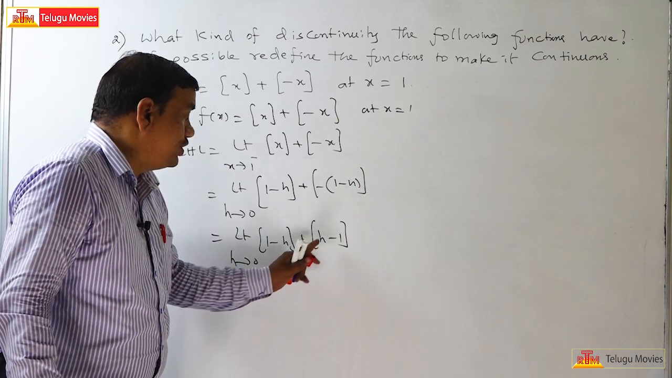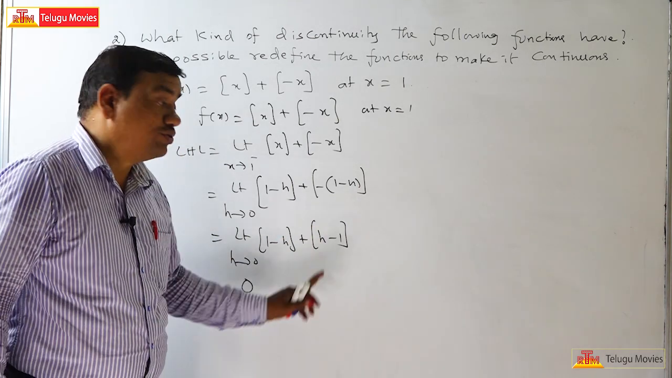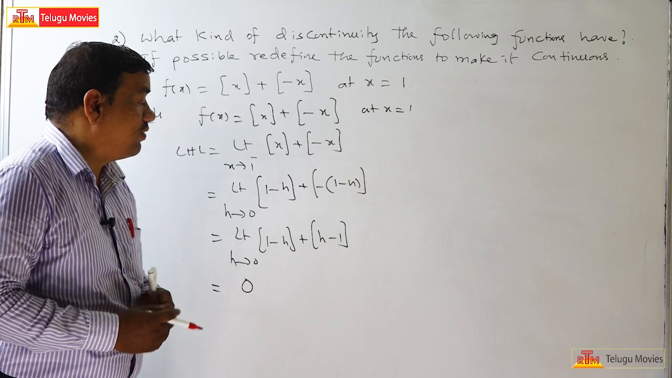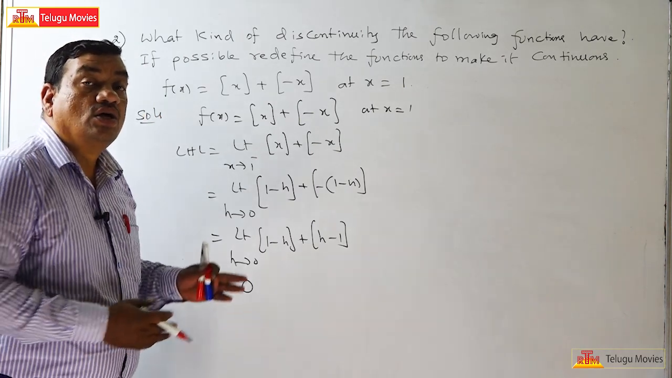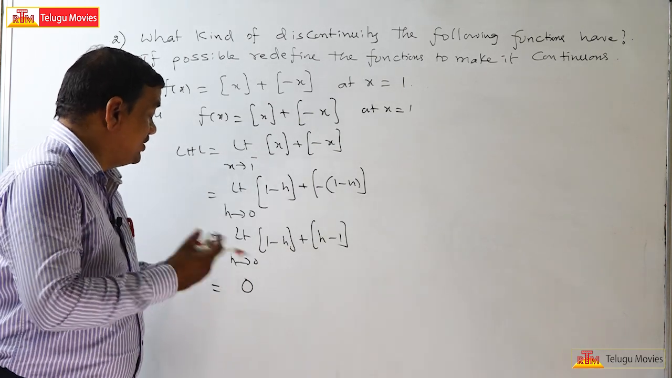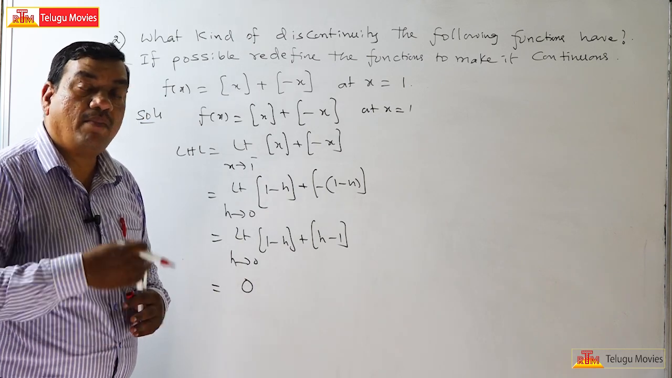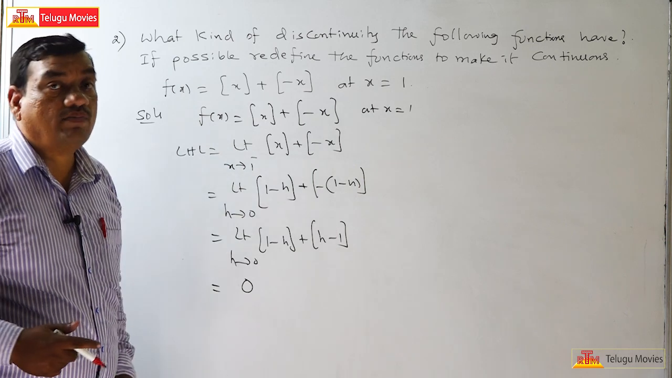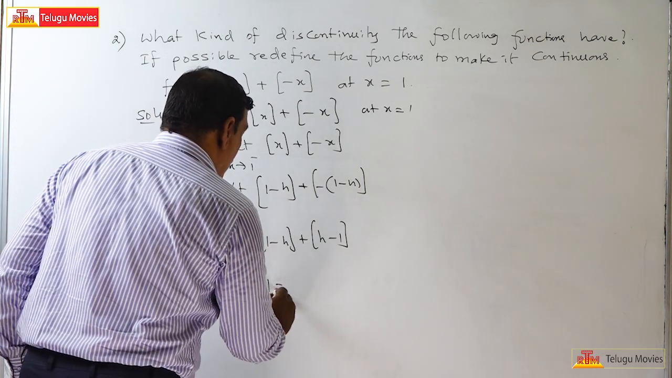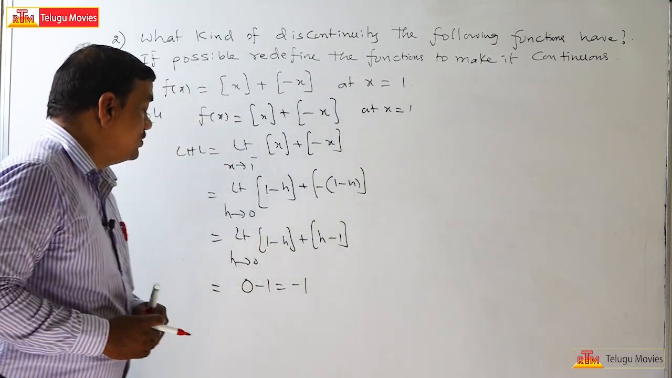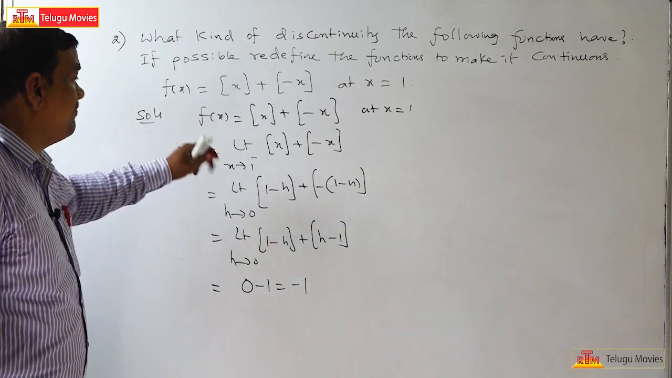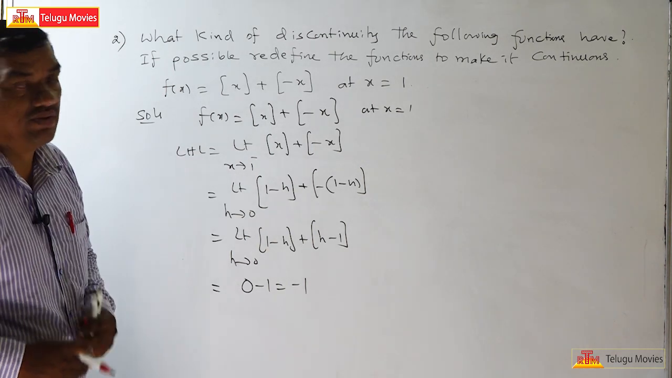So here 0. As h value approaches 0, h minus 1 is equal to how much you will get? For example, if you take h is equal to 0.5, 0.5 minus 1 is minus 0.5, and that is equal to minus 1 you will get. So total 0 minus 1 is minus 1. So the left hand side limit is equal to minus 1.